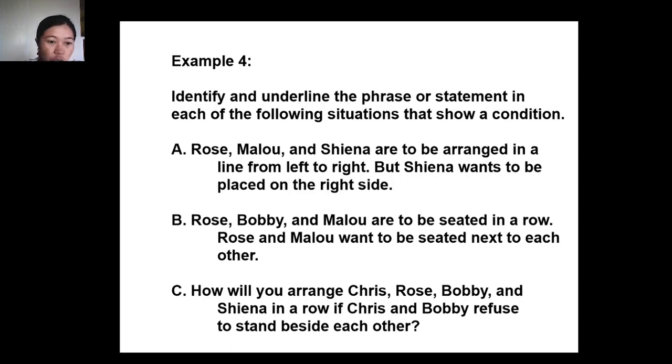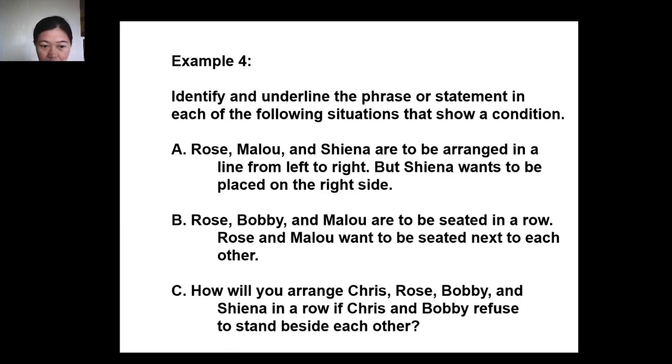So in situation B, the statement that shows a condition is Rose and Malu want to be seated next to each other. So ang nag-request naman ay si Rose at saka si Malu. So ang condition ni Rose and Malu, lagi sila dapat magka-sunod o magka-tabi, pagka in-arrange sila sa upuan in a row. So Rose and Malu want to be seated next to each other. That is the statement that shows condition for letter B. So yun yung request nila.